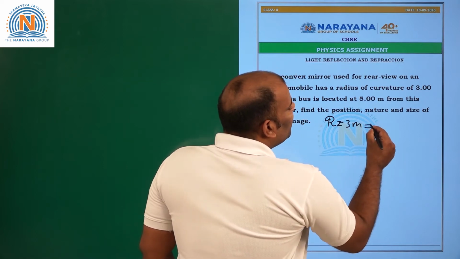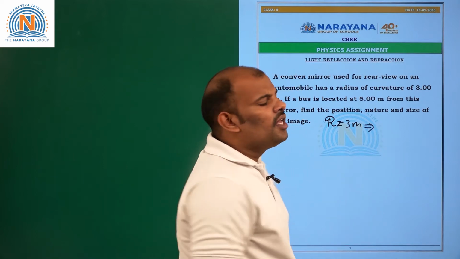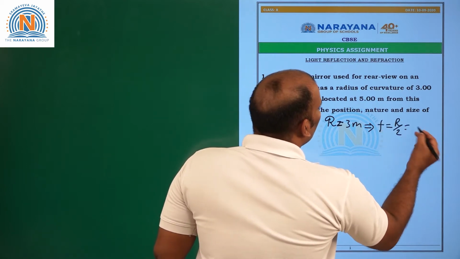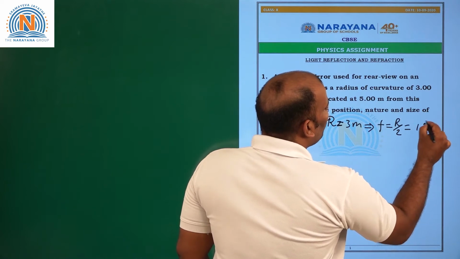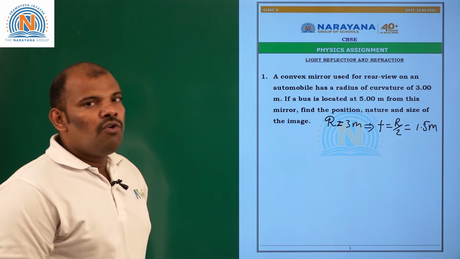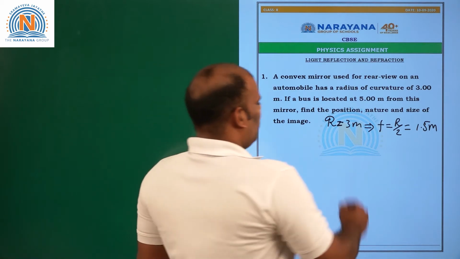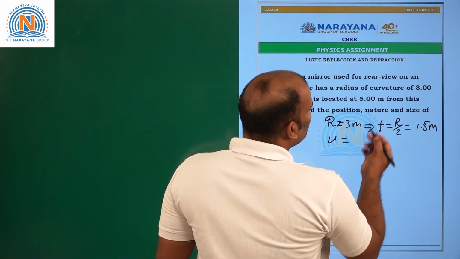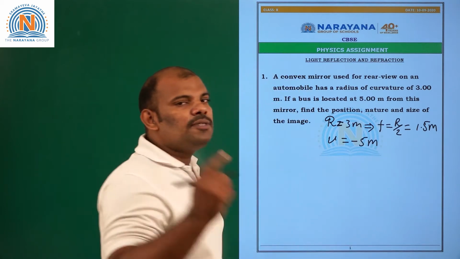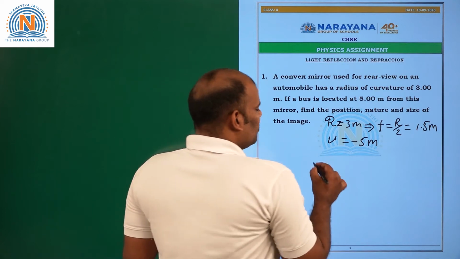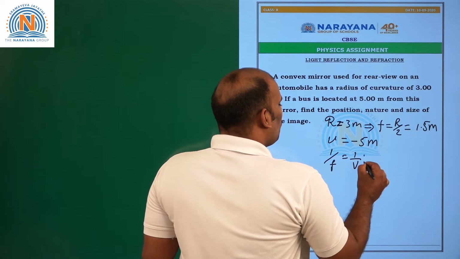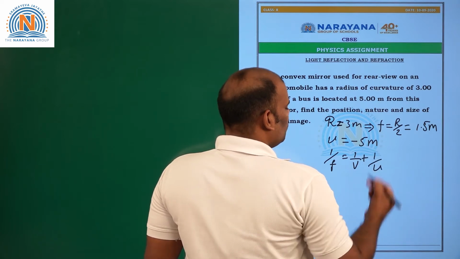You know the relation between focal length and radius of curvature, that is f is equal to r over 2. So we get 1.5 meter. As this is a convex mirror, focal length is positive. Now object distance u is equal to 5 meter, which is negative as per sign convention. From mirror formula, 1 by f is equal to 1 by v plus 1 by u.